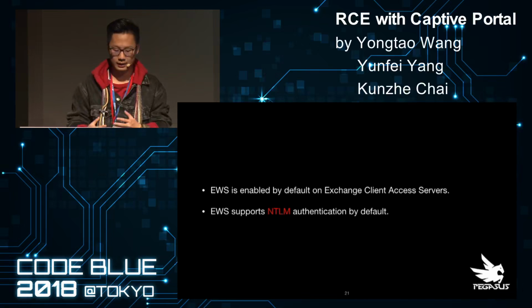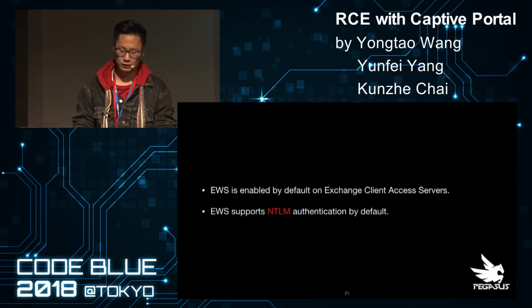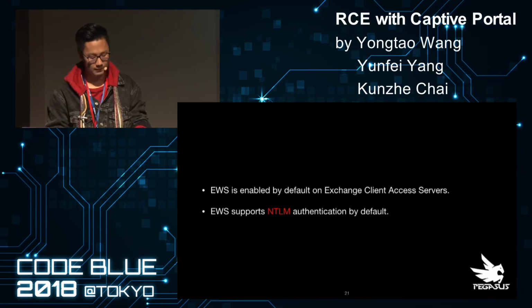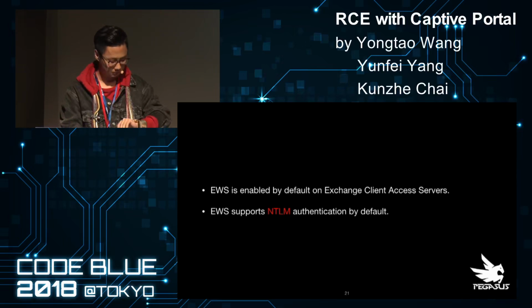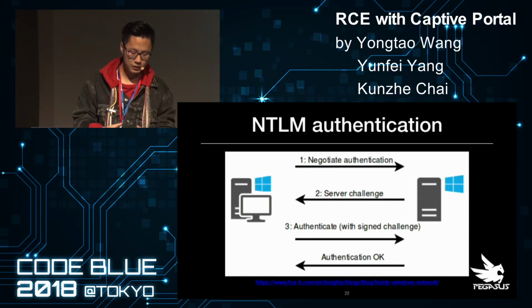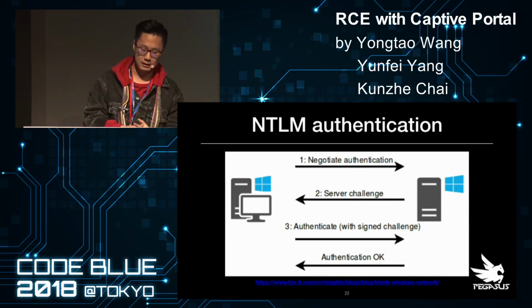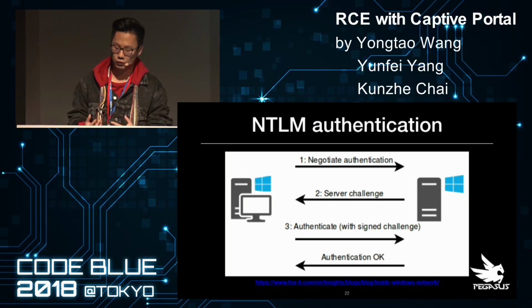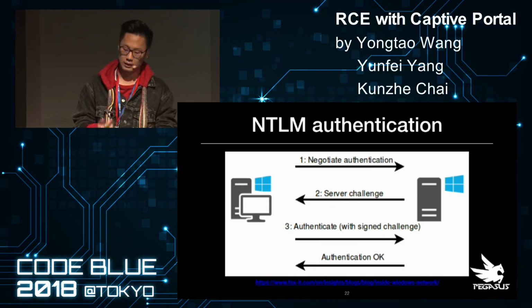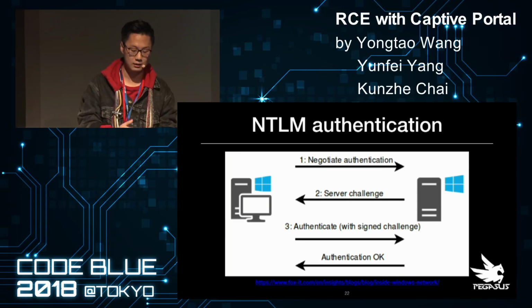The two things we care about: EWS is enabled by default on Exchange client access servers, and EWS supports NTLM authentication by default. This picture shows the NTLM authentication process. The first step is the protocol negotiation. The client sends a request for authentication to the server, including the NTLM versions accepted by the client.